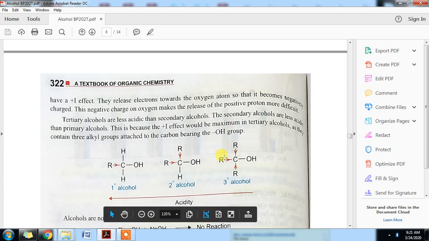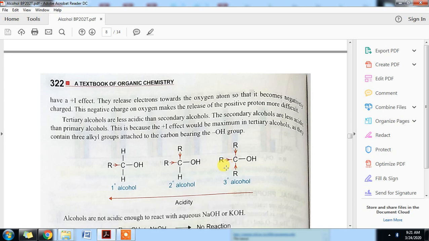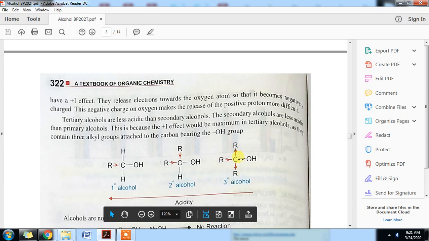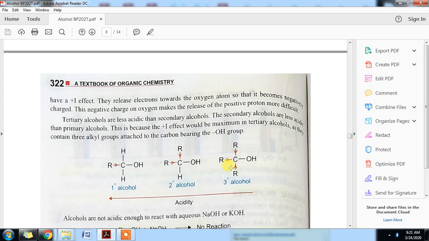If you take the tertiary alcohol, due to the plus I effect, that is the inductive effect, it will be reduced. You may ask, sir, what does the plus I effect mean? It is a kind of electron releasing group, electron donating group. If you remember, R means CH3, CH3, CH3; three CH3 groups are there, and they have sigma electrons, which they are supposed to give to this.